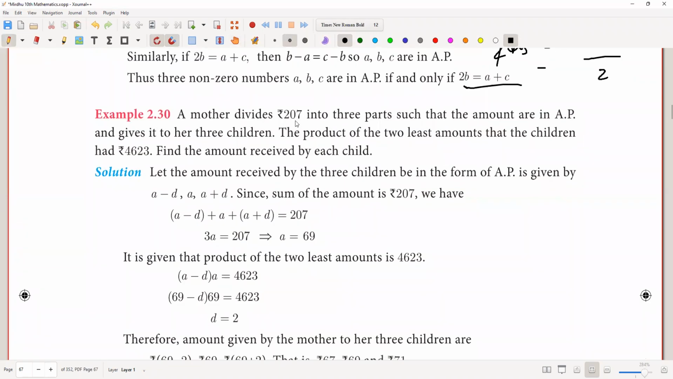A mother divides 207 into 3 parts such that the amounts are in AP and gives it to her 3 children. The product of the 2 least amounts that the children had was 4623. Find the amount received by each child. 3 people in AP. Okay, it's a very good question.